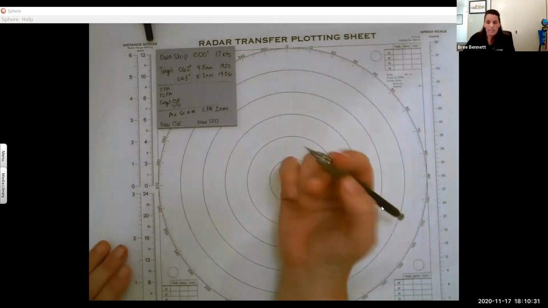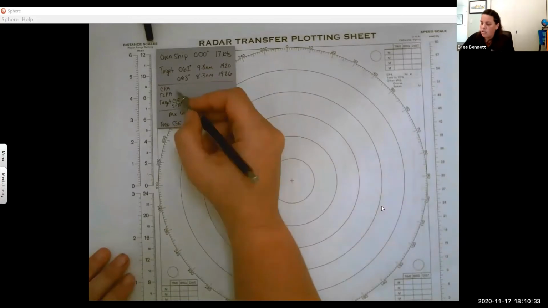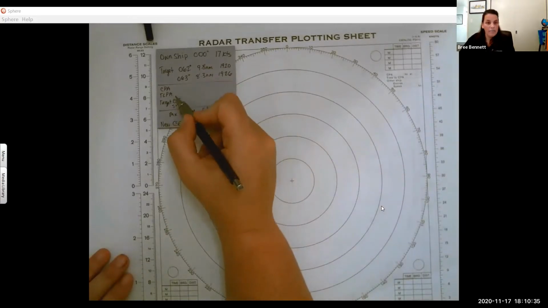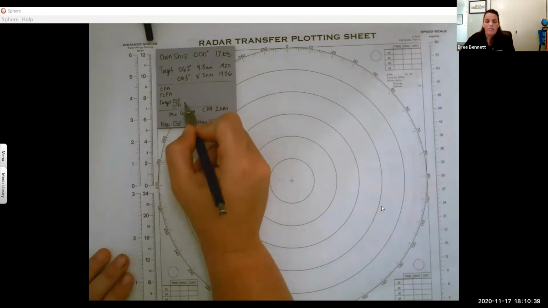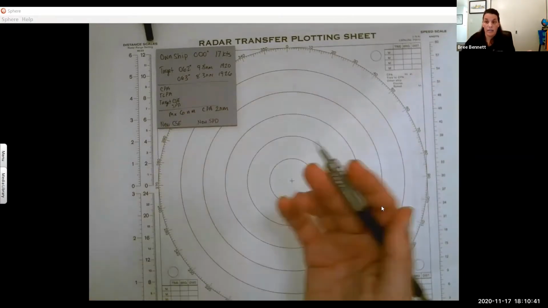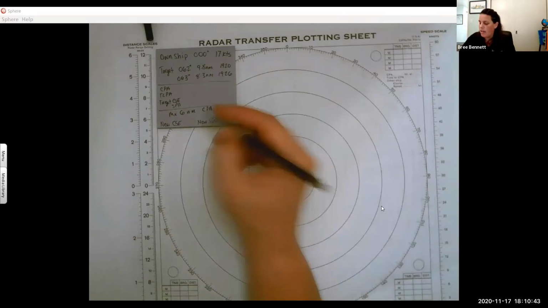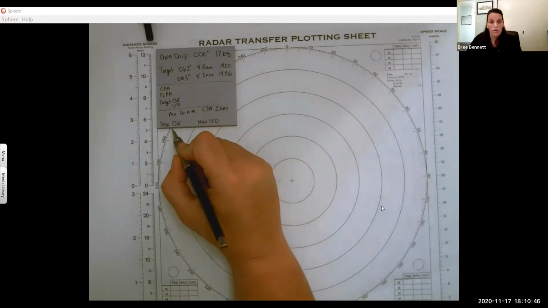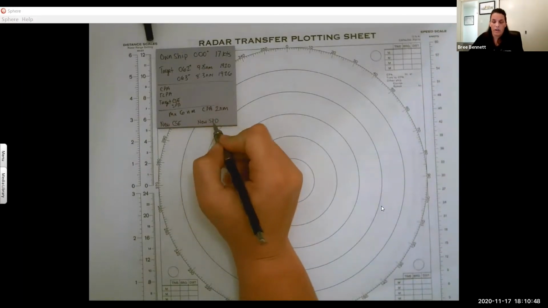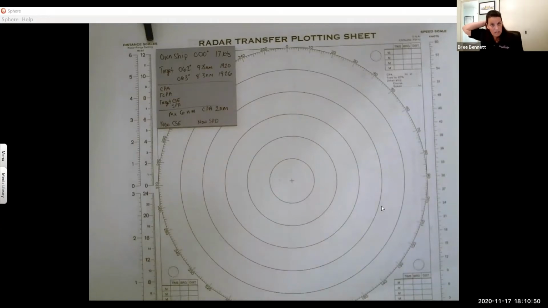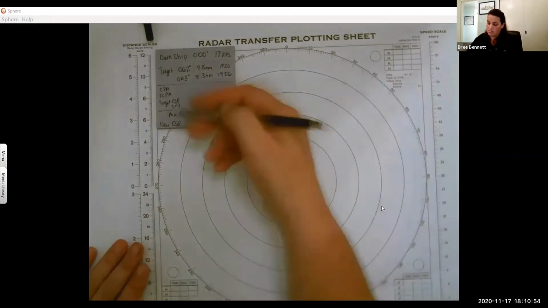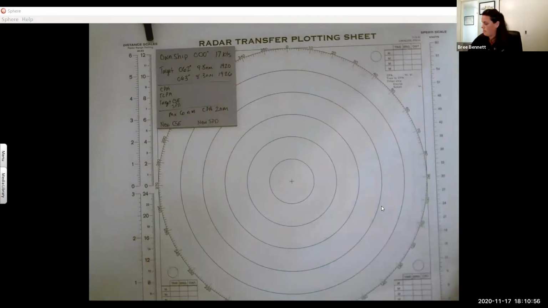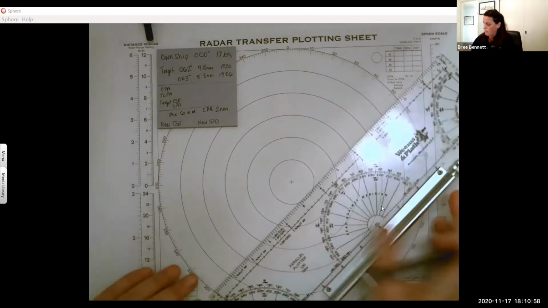For the quiz and the homeworks, you want your CPA, your time of CPA, and the target's true course and speed. We decide who's give way and stand on. And then we want a new course or new speed for our new CPA. That's how the quiz will be formatted, and that's how we'll do the review.